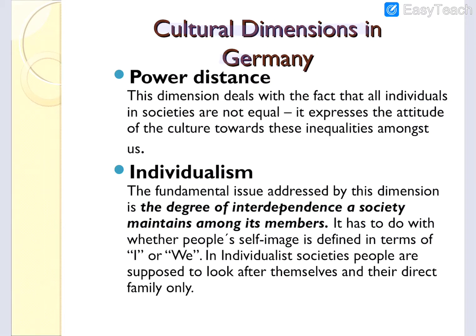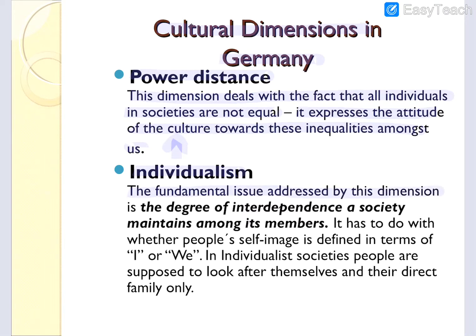Okay, cultural dimension in Germany. Okay, we have power distance. This dimension deals with the fact that all the individuals in society are not equal. So it expresses the attitude of the culture towards these inequalities among us. It means power distance in Germany, they are more accepting of inequality, so the power distance is high.